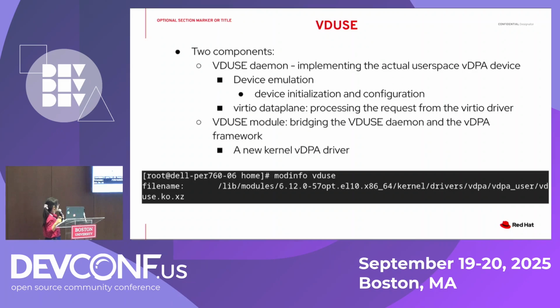To implement and expose the VDUSE device, we need two components. One is the VDUSE daemon. It implements the device emulation and also implements the virtual datapaths for the packet requests. And another one is the VDUSE module, just like I shared in the last slides. It's a new kernel vDPA driver.